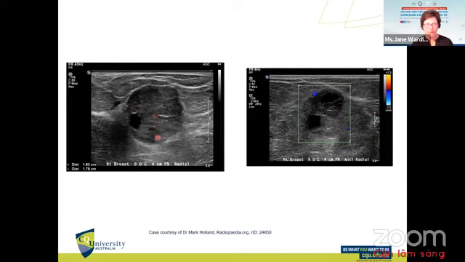The one thing that might put you off to think, oh, maybe it's not malignant, is the fact that it actually does have posterior enhancement. So the tissues behind this mass are brighter. So that's not a sign of malignancy. But as I said, not all the masses play by all the rules, unfortunately, which makes our lives a little bit more difficult.